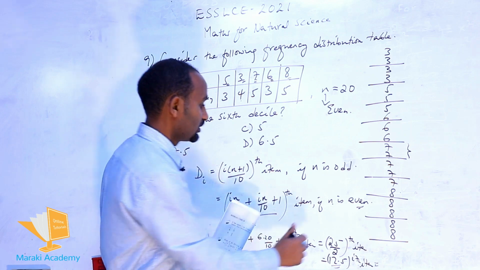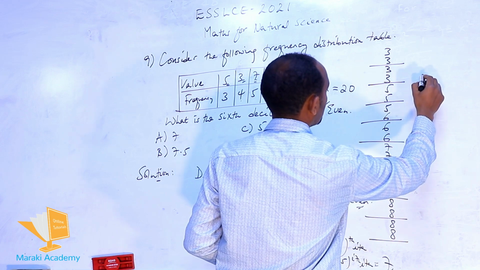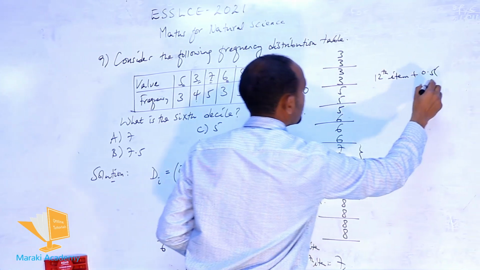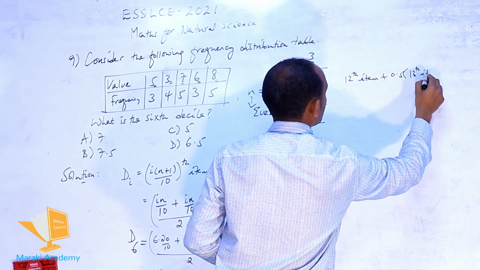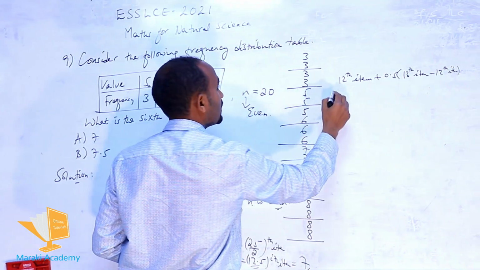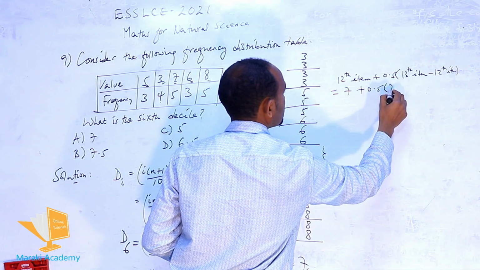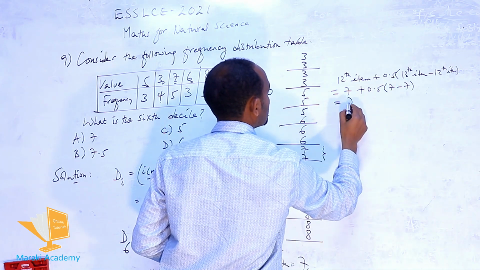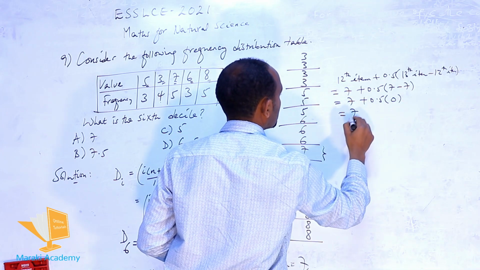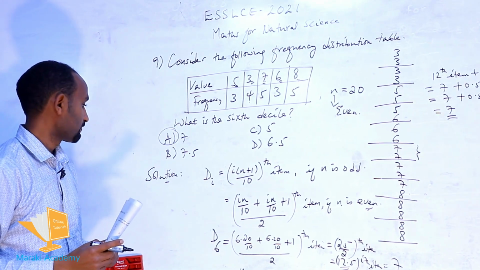So what will the value be? It will be 7 itself. To put it precisely: the 12th item plus 0.5 times the 13th item minus the 12th item. Working it out: the 12th item is 7, plus 0.5 times the 13th item, which is 7, minus 7. So 7 plus 0.5 times 7 minus 7, which is 0. So the answer is 7. The correct answer is 7, okay, that's it.